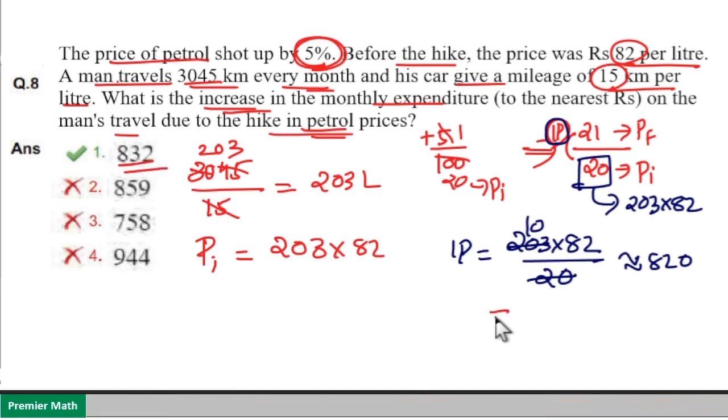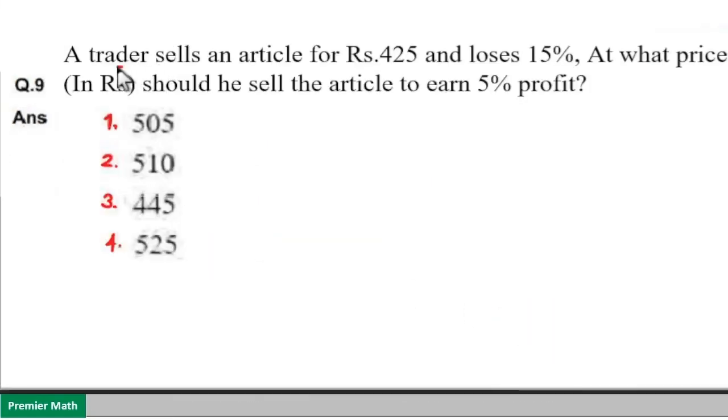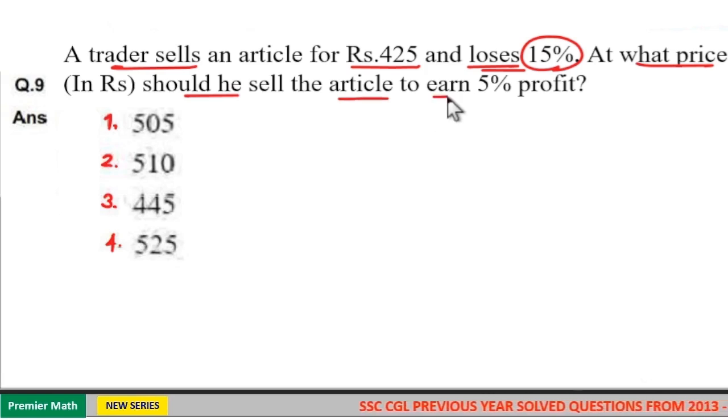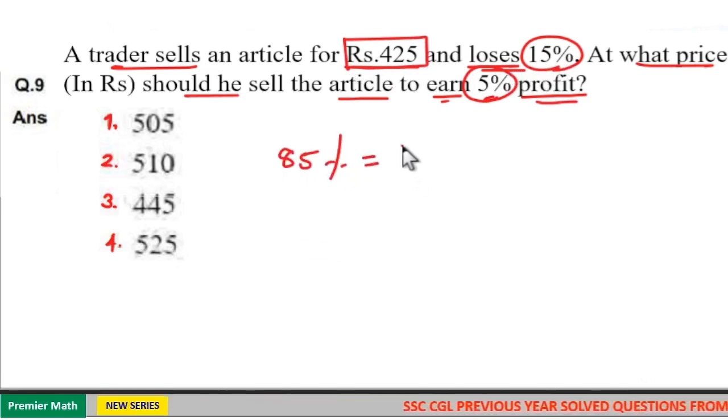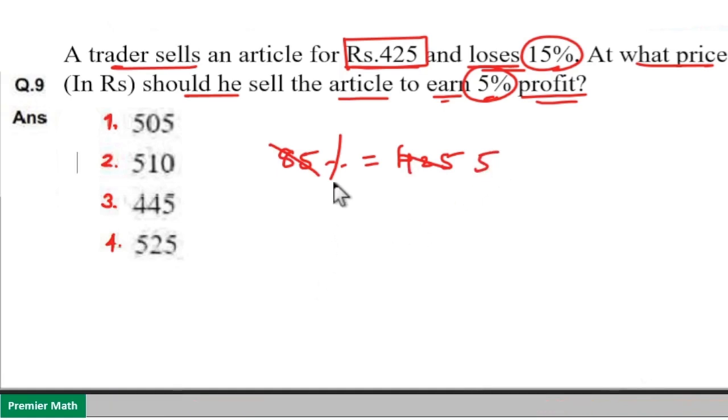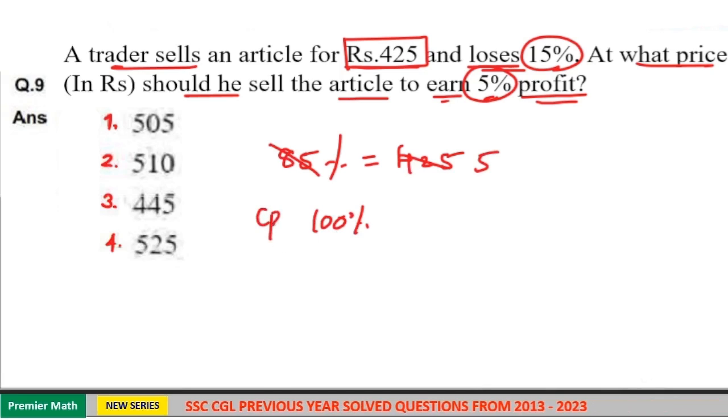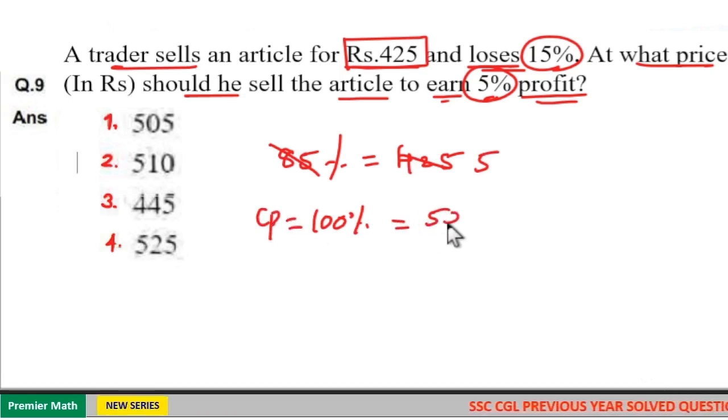Actually this is 832. A trader sells an article for rupees 425 and loses 15%. At what price should he sell the article to earn 5% profit? When he sells it at rupees 425, he loses 15%, which means 85% is equal to 425. Now 80 into 5 is 400, 5 into 5 is 25. So 85 goes 5 times in 425, which means 1% is 5. Then 100% is the cost price, which is equal to 5 into 100, 500 rupees.